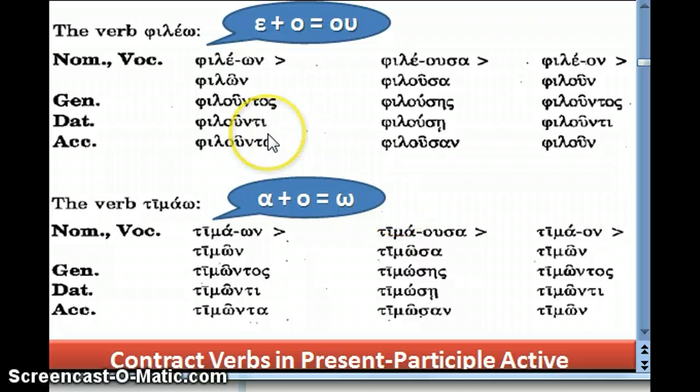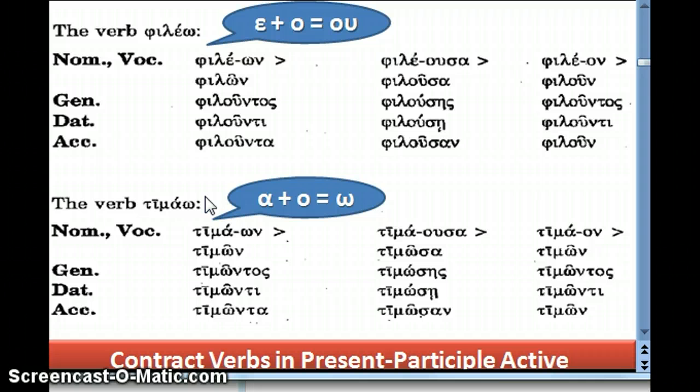Now what happens if the stem ends in a vowel, such as an epsilon contract verb? Then phileon goes to phileon, but notice you've got this upsilon there because it's phileuntas, phileunti, phileunta. This is the traditional grammar form where you go nominative, genitive, dative, accusative, which we don't do because like forms are totally separated.